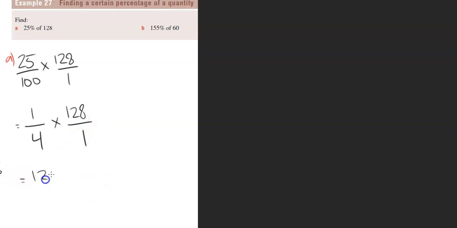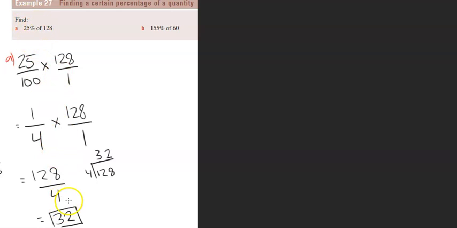So this is 128 over 4. How many 4s go into 128? How many 4s go into 12 is 3. No remainder. How many 4s go into 8 is 2. No remainder. So 25% of 128, or 1/4 of 128, is 32.